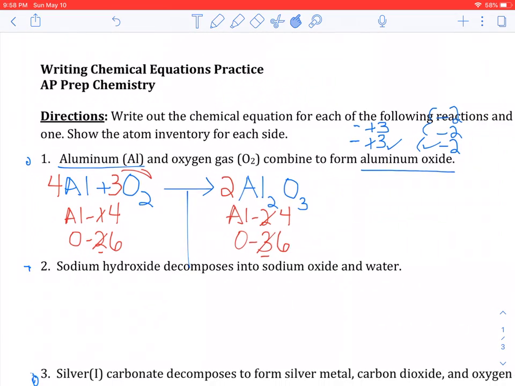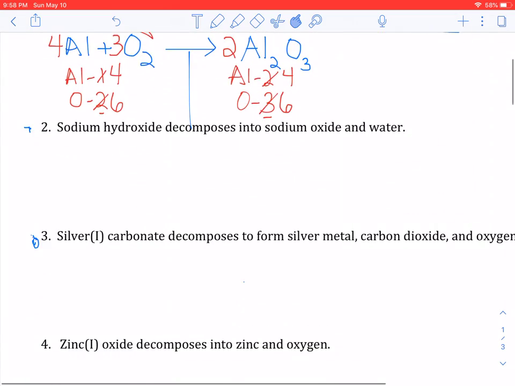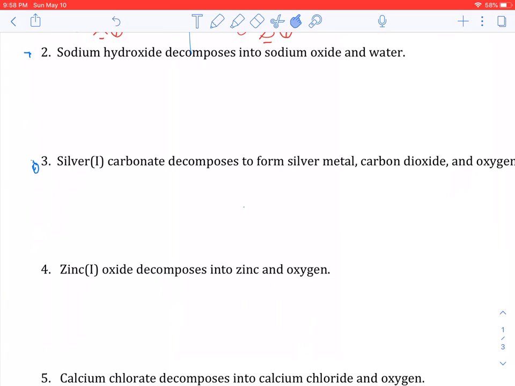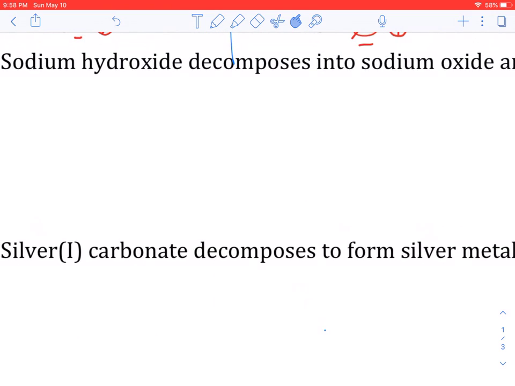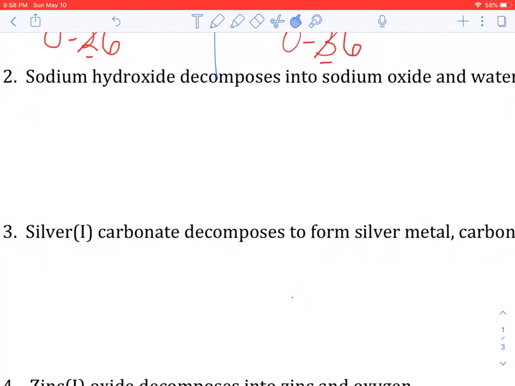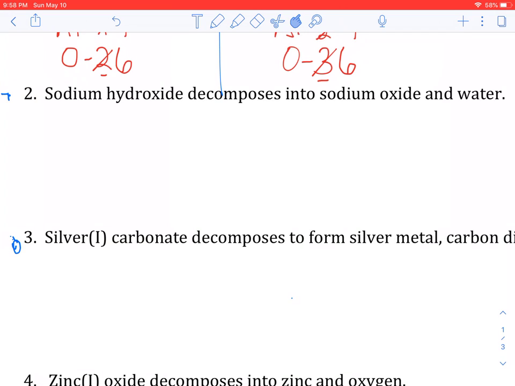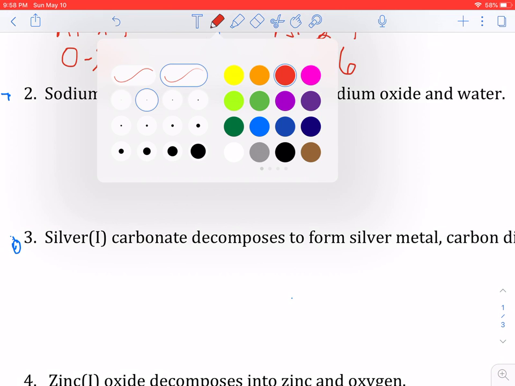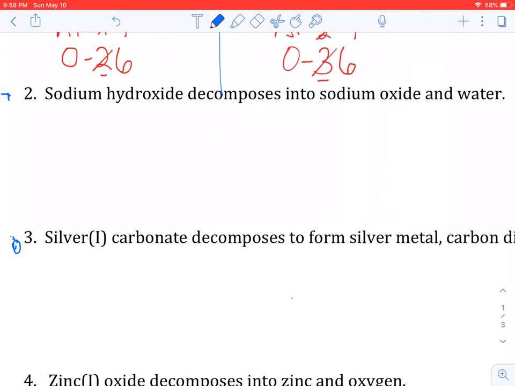For number 2, sodium hydroxide decomposes into sodium oxide and water. So again, start with, what are my compounds that I have? And I have sodium hydroxide. So I have one thing to start with, and then that is decomposing into. Decomposing means to break down, right?